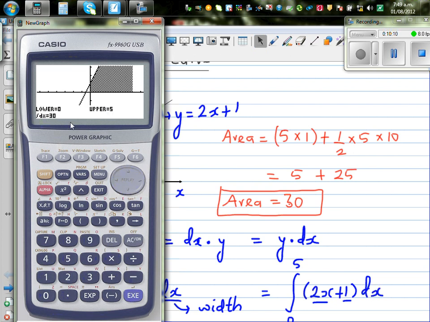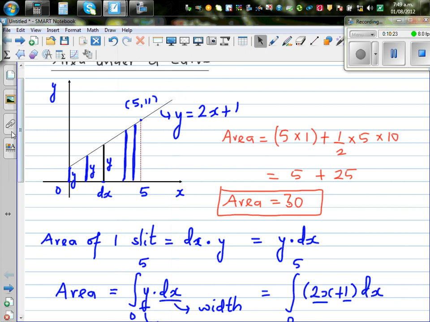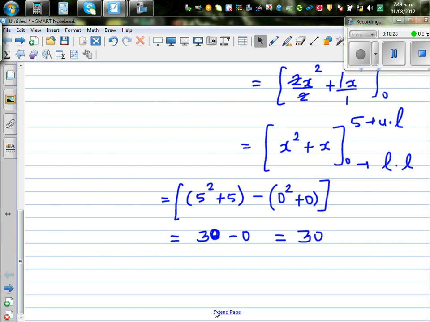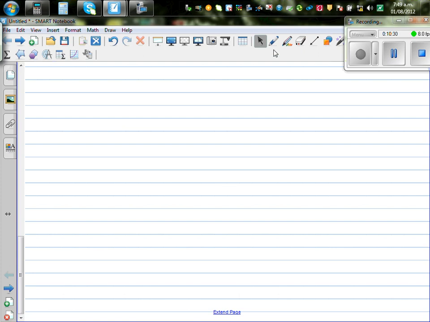Can you see what it has done? The answer is, the lower limit is 0, upper limit is 5. It has added up all the infinitesimally small rectangles from 0 to 5, and the area is 30. So both ways we saw the area is 30. So let me take one more example. Suppose the question is, let me draw a graph.